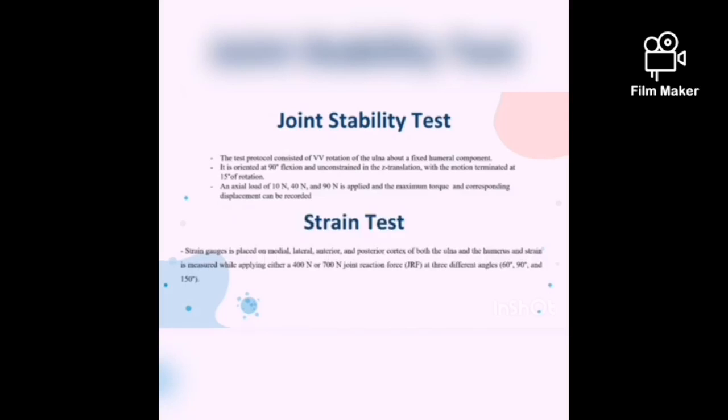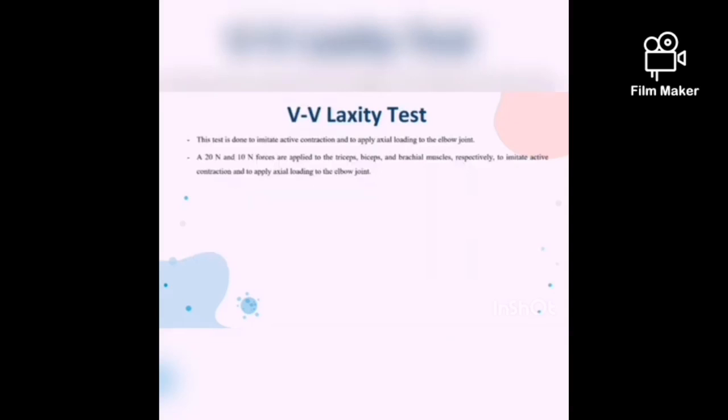A strain gauge is placed on the medial, lateral, anterior, and posterior cortex of both the ulna and the humerus, and strain is measured while applying either a 400 Newton or 700 Newton joint reaction force at three different angles, which are 60, 90, and 150 degrees. The third test is the varus-valgus laxity test.